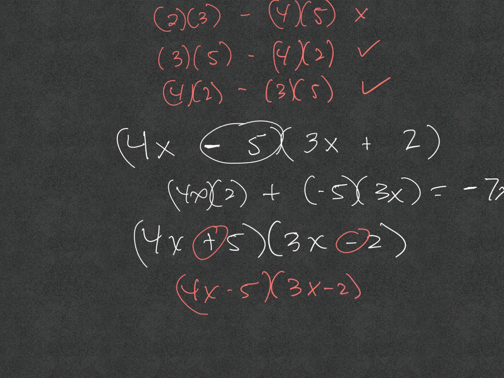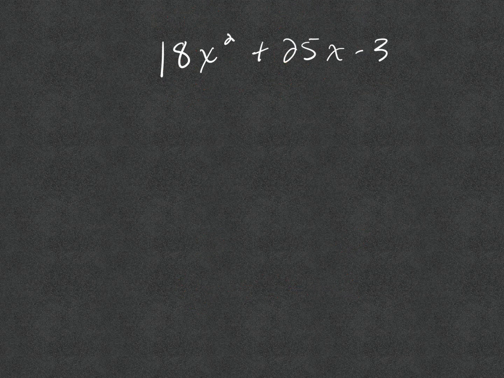Let's go over one more of these to kind of get the idea. Okay, so I have another one. I have 18x squared plus 25x minus 3. Try this one on your own. Pause the video, try it on your own. I'll be right back, okay?